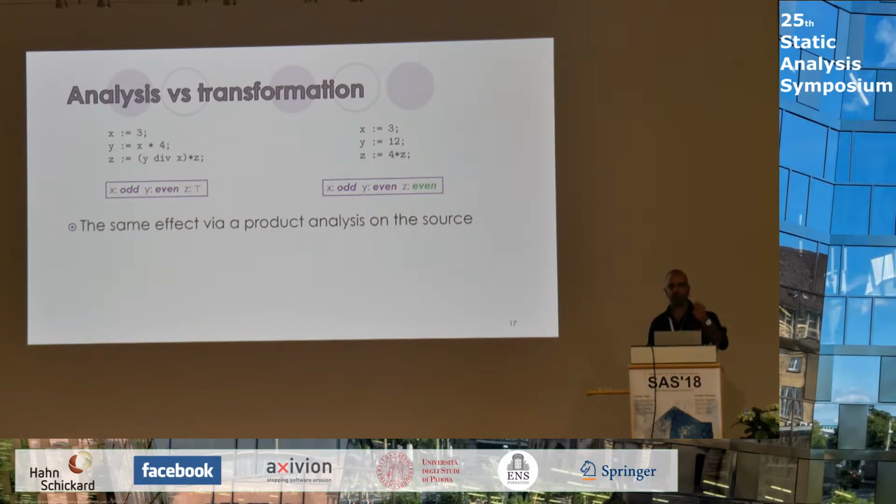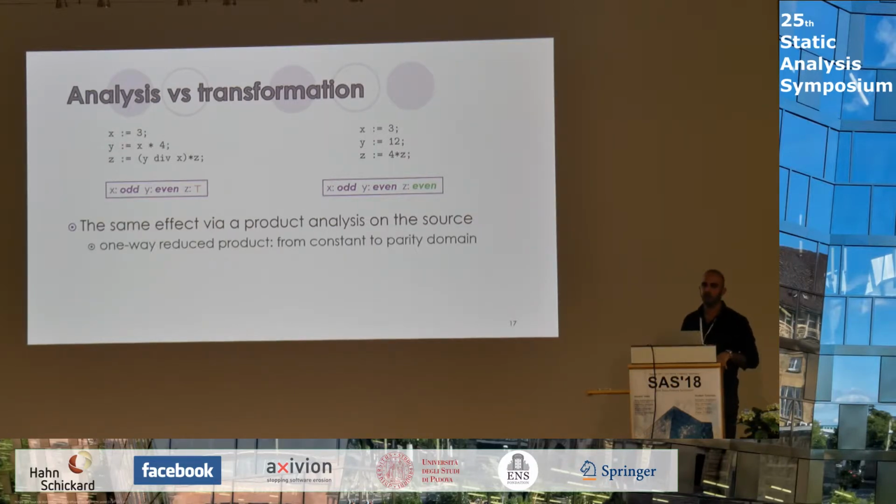So in parallel, we can compute the constant information and parity information, and then when we're doing the analysis for the parity domain, we can use the information from the constant. So for instance, when we analyze y divided by x, we know that the constant analysis will spit out that it's 4. So then we can use 4 to refine our top and get that z is an even number. So more formally, we could match the precision of the analysis on the transformed program with a simple one-way reduced product of constant and parity domain where information is shared from the constant domain to the parity domain.